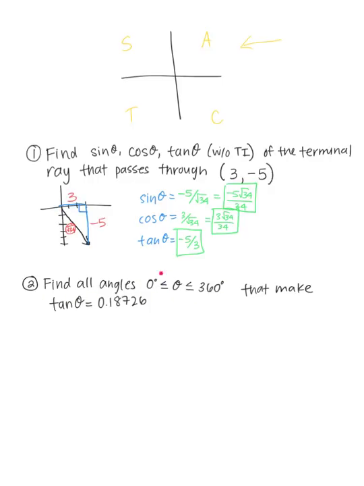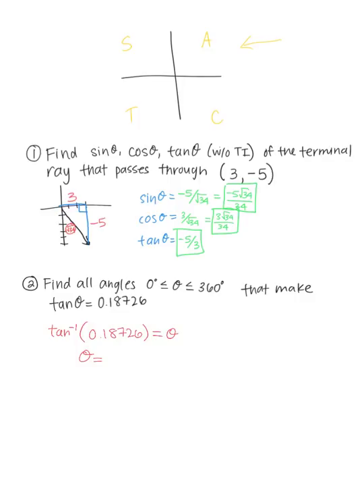So this notation just means any angle between 0 degrees and 360 degrees that make tangent theta equal to this value. Okay, so this is some simplified ratio, but I'm not going to sit here and try to figure out what that y divided by x is. This is a type of question where you would be able to use your TI-Nspire. So I am going to have to plug in the inverse of tangent, so tan to the -1 of 0.18726. And that's going to give me my theta.